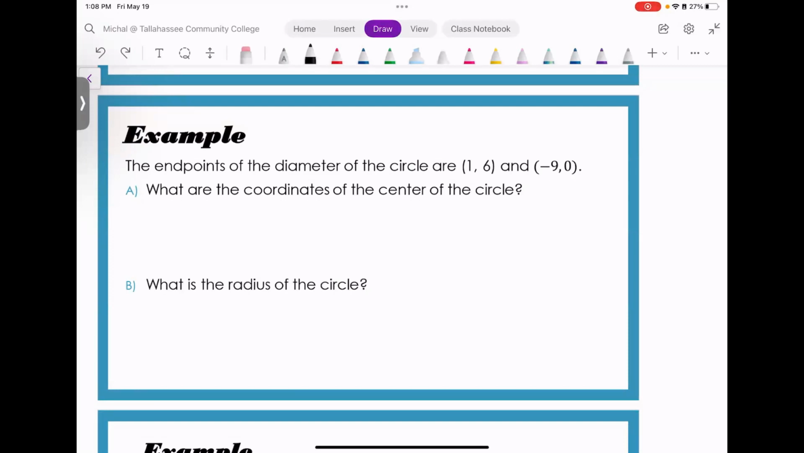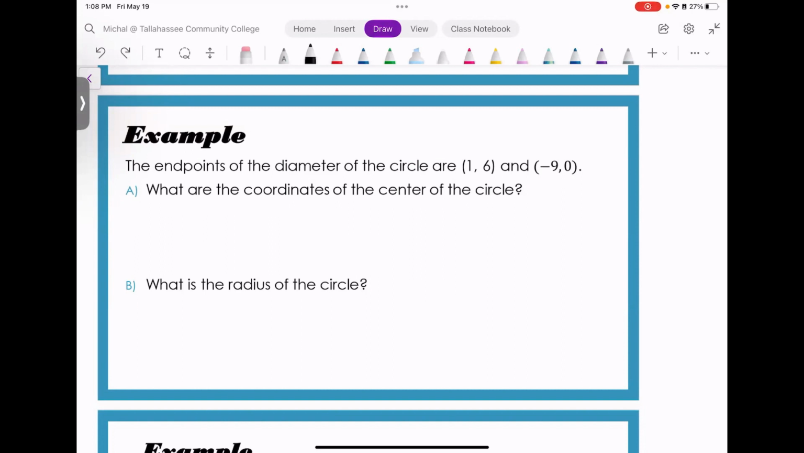So in this example, we're going to use the fact that we know the endpoints of the diameter of a circle, and we're going to apply the midpoint formula to find the center, the midpoint between those points, which will be the center of the circle. And then we'll find the length of the radius by using the distance formula.